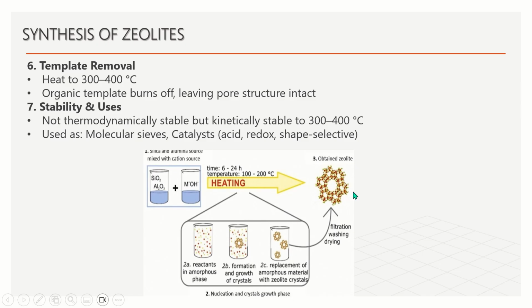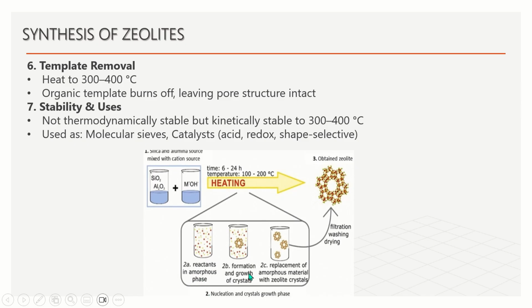And this section shows three small beakers with particles inside at different stages. It is labeled as 2A, 2B, and 2C. 2A, at first the mixture becomes an amorphous gel. The tiny particles are randomly dispersed and there is no crystal order, which is represented by 2A, the reactants in the amorphous phase.